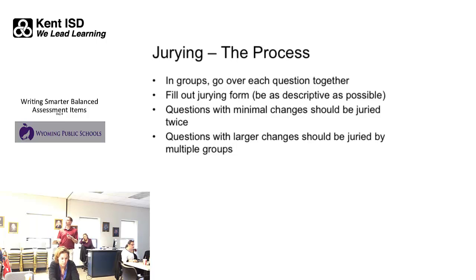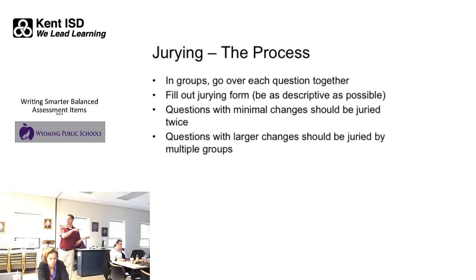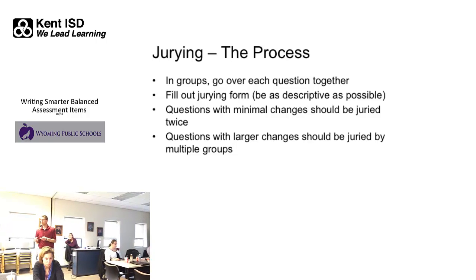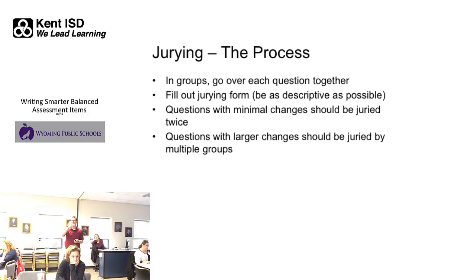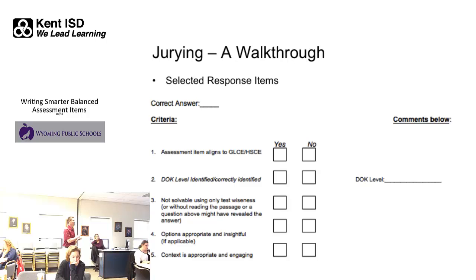And what we're going to do is go back to the questions we gave you at the very beginning of the professional learning series. We're going to go back to those question items. So we're going to bring around the question items again. We're going to give you the jurying document and have you actually go through that process. So before I do that, though, let me show you what those look like. So we have a selected response jurying item.